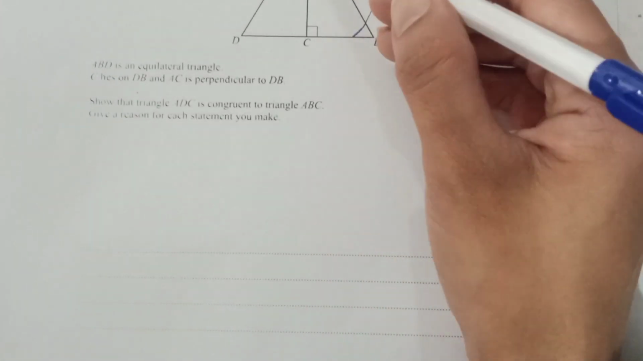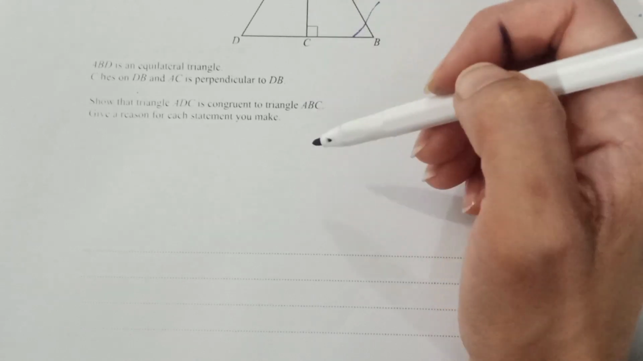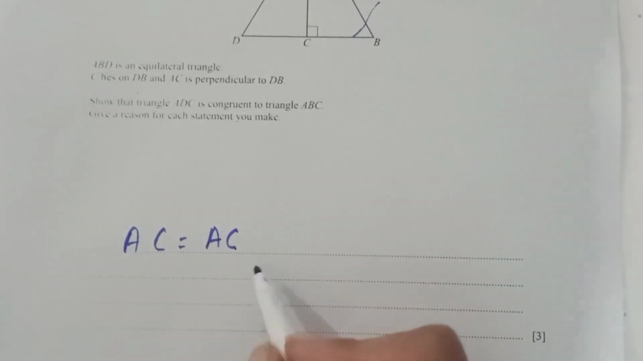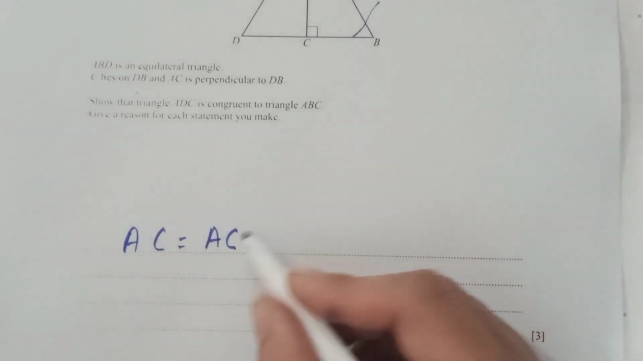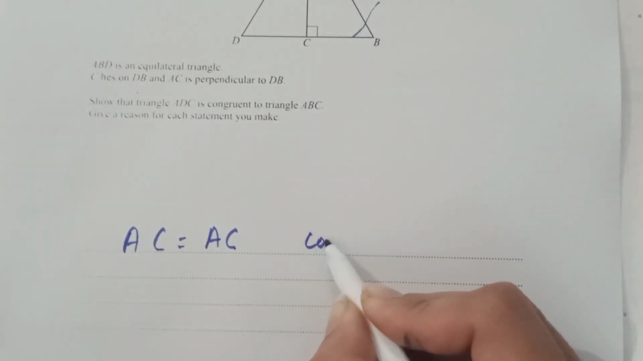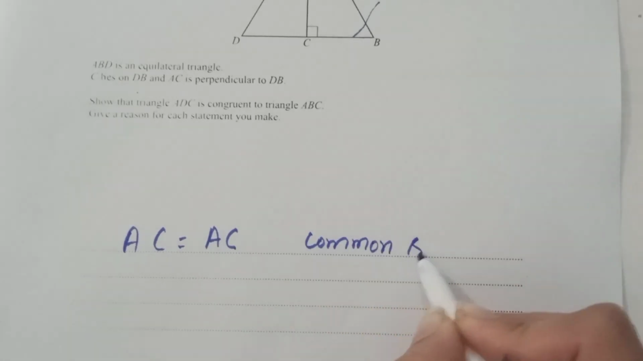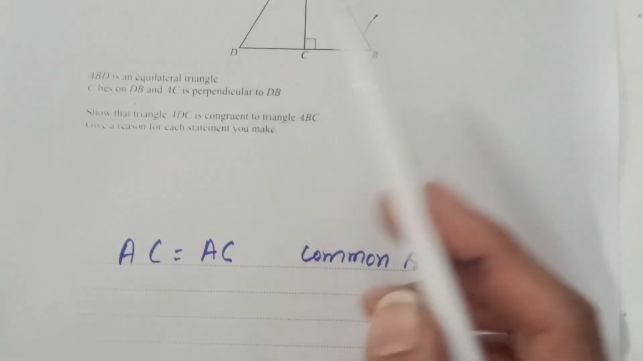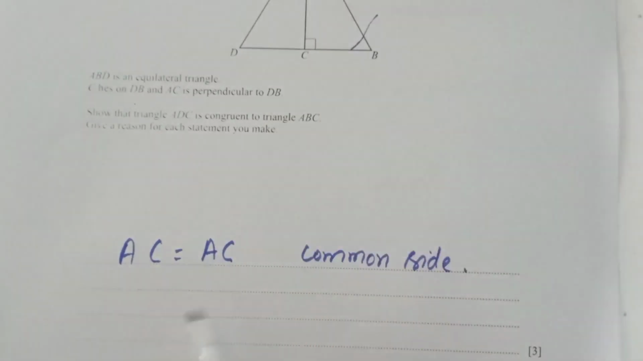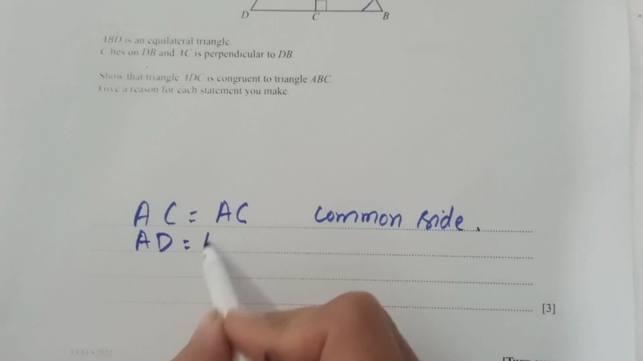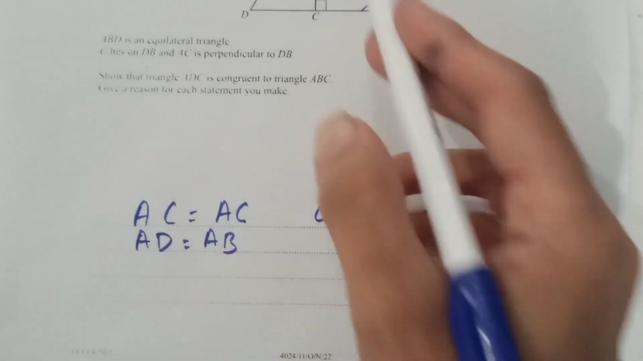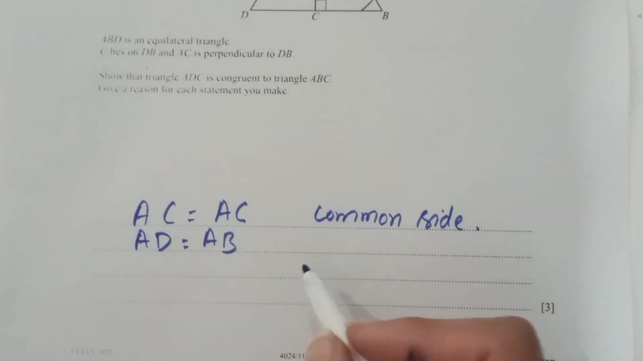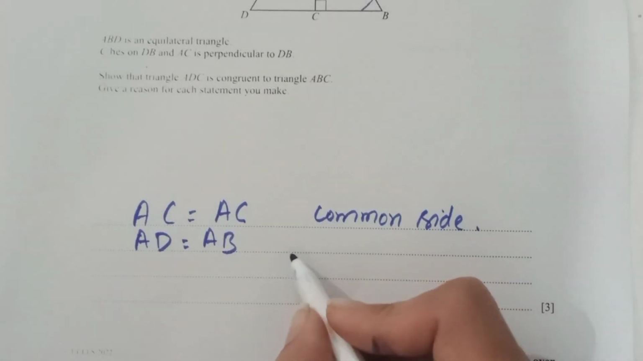Now we know that on both sides AC is the common side. AC is equal to AC, and the reason is that it is a common side. Now students, AD is equal to AB. Why is AD equal to AB? Because it is an equilateral triangle whose sides are equal.